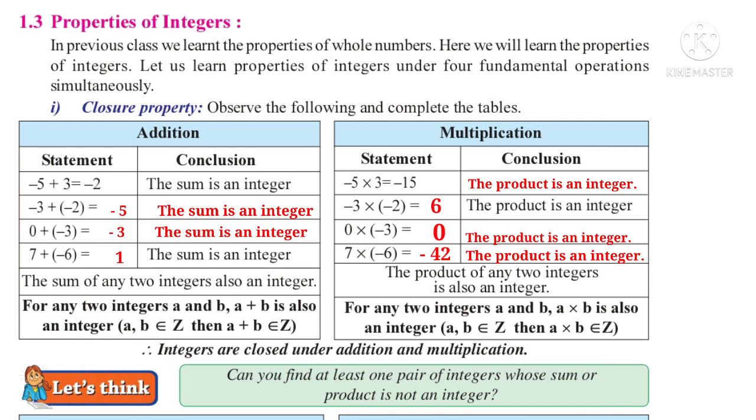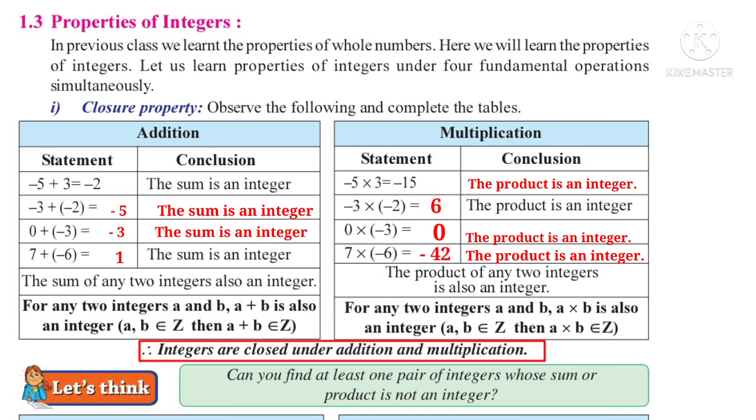Here observe that the right side numbers are all integers and the operation we used is multiplication. So the product of any two integers is again an integer. So we can say that if a, b or any two integers belong to Z, then a into b also belongs to Z. So we can say that integers are closed under addition and multiplication.